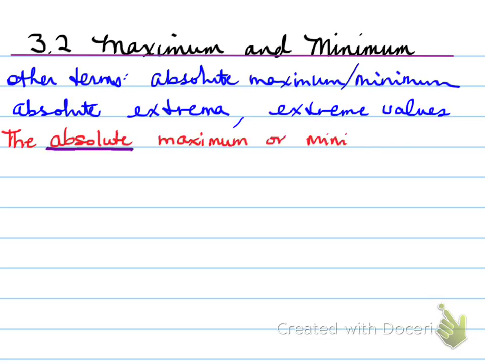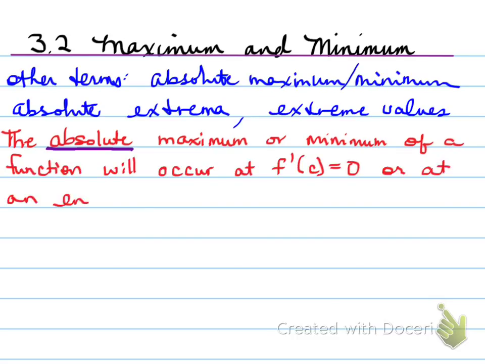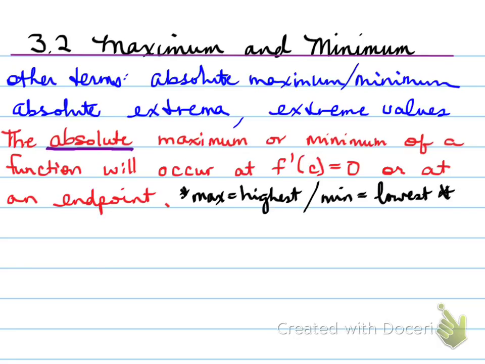The absolute maximum or minimum of a function will occur when the derivative is equal to 0, so when f prime at some value c is equal to 0, or at an endpoint. Now, a maximum obviously means the highest, and the minimum means the lowest. So if you ask for a max or min, you want to take the derivative of the function and set that derivative equal to 0 to find the value, and also to test the endpoints to see whether you have an absolute max or min occurring.